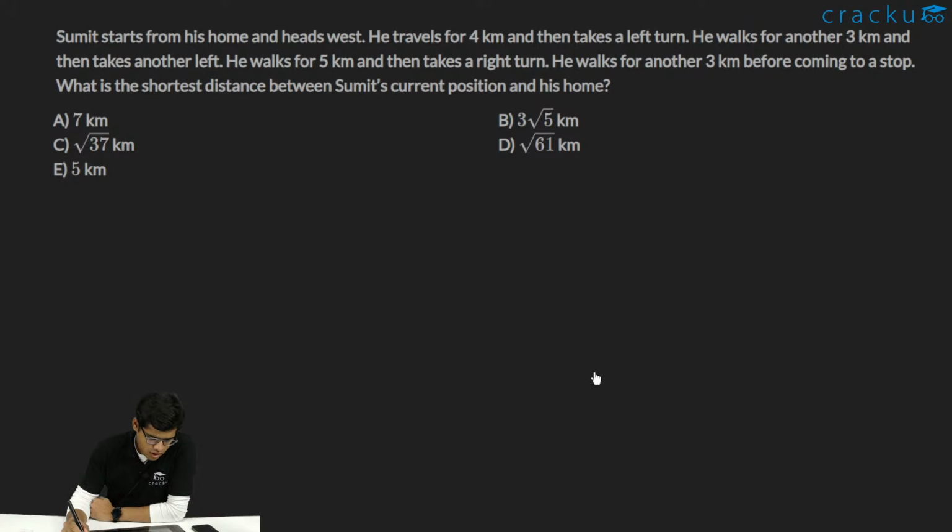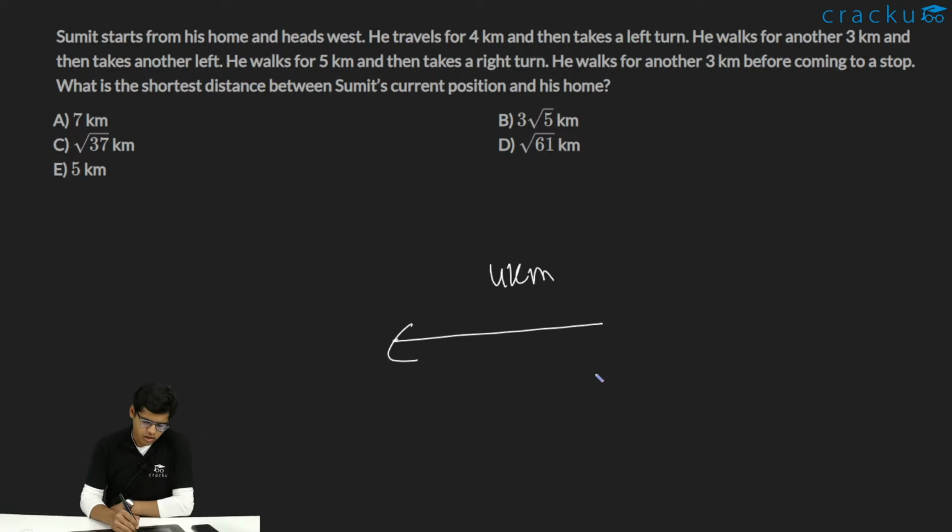Let's see. Sumit starts from his home and heads west. So Sumit is starting from his home and he's heading west. He travels for 4 kilometers, means he has traveled 4 kilometers west. Now he is taking a left turn, means after traveling west, now he'll move downwards. Left turn. He walks for another 3 kilometers. So he has walked for 3 kilometers.